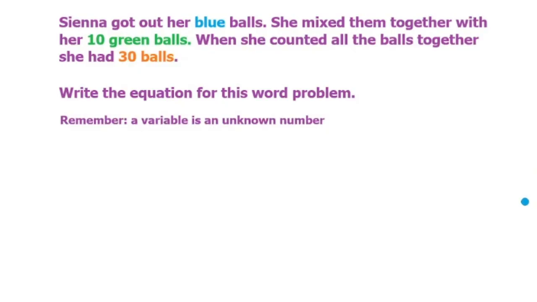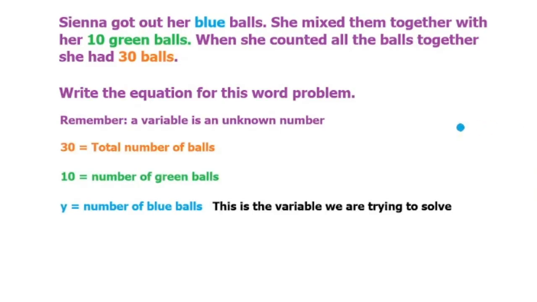So what you have to remember, and this is very important, a variable is an unknown number. So we're trying to solve this word problem and find the unknown number. So if we look here, 30 is the total number of balls, 10 is the number of green balls, and y is the number of blue balls. This is the variable we are trying to solve because we don't know how many blue balls we have. This is the one that we're trying to solve.